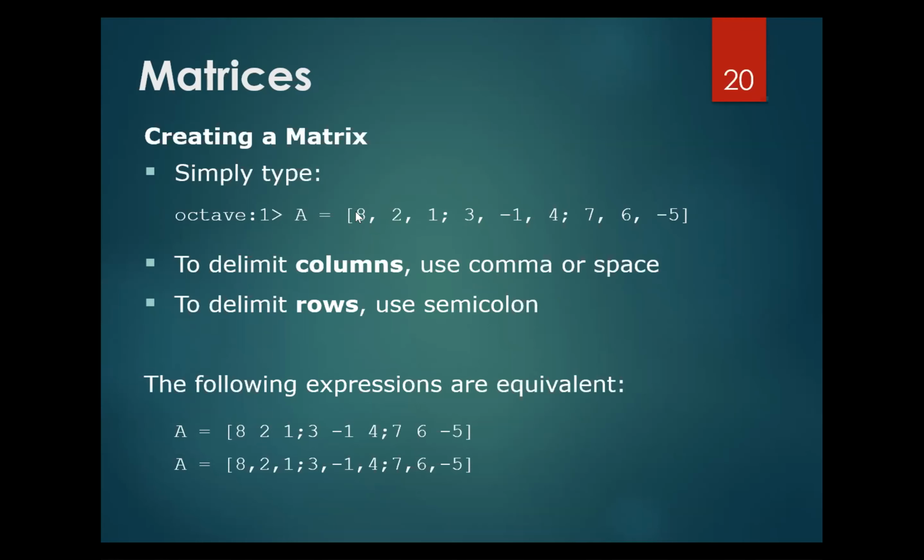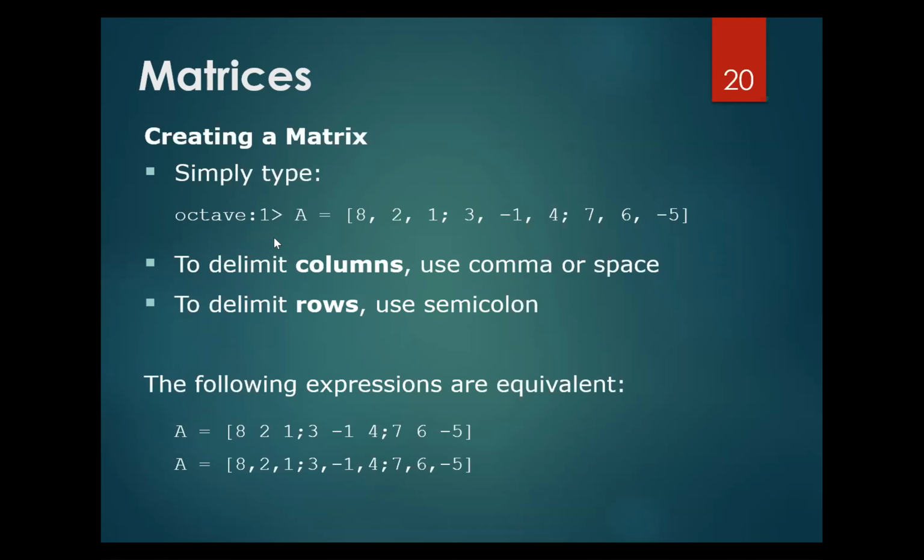So if you say 8, 2, 1, semicolon, means this is in the first row, first column, this is in the second column, this is in the third column. And then semicolon means we are moving to the next row. So this will be the first row, second row, third row. I hope you are following.